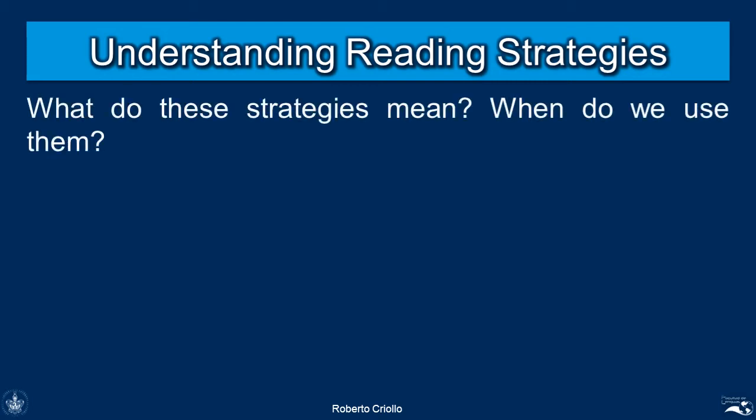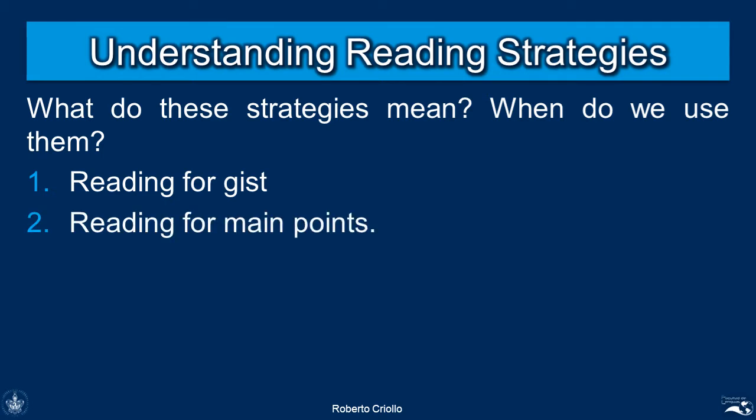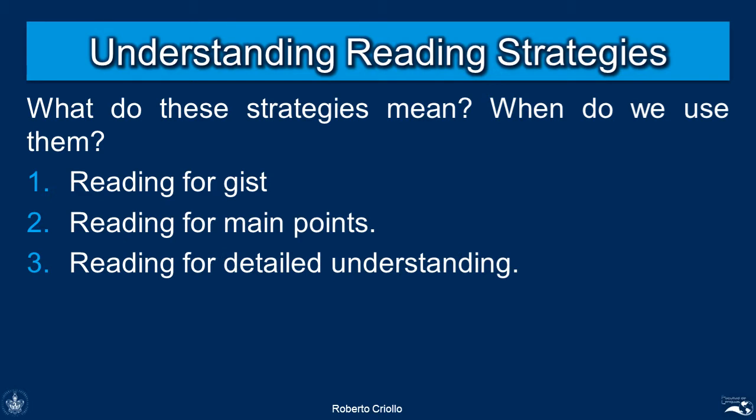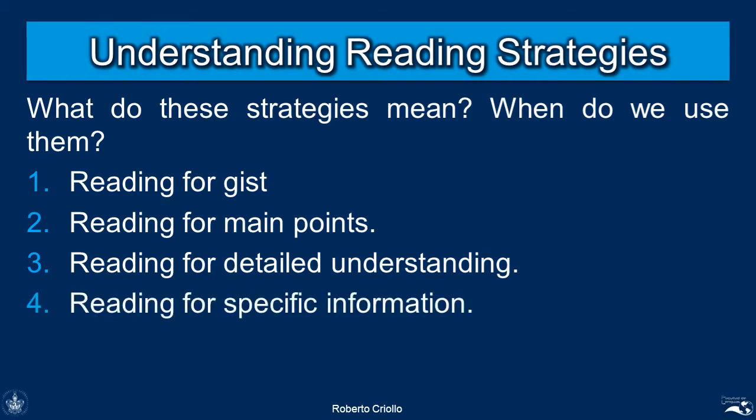Okay, so basically, if we summarize, the most important skills that are going to be tested in this section of the test are, number one, reading for gist. That means getting the global idea of a text. Number two, reading for main points. That means that in a given text, you need to find the most important pieces of information. Another skill would be reading for detailed understanding. And this means that for some parts of the text, you will need to be able to understand every single little part of a given unit of the text. There's also reading for specific information.